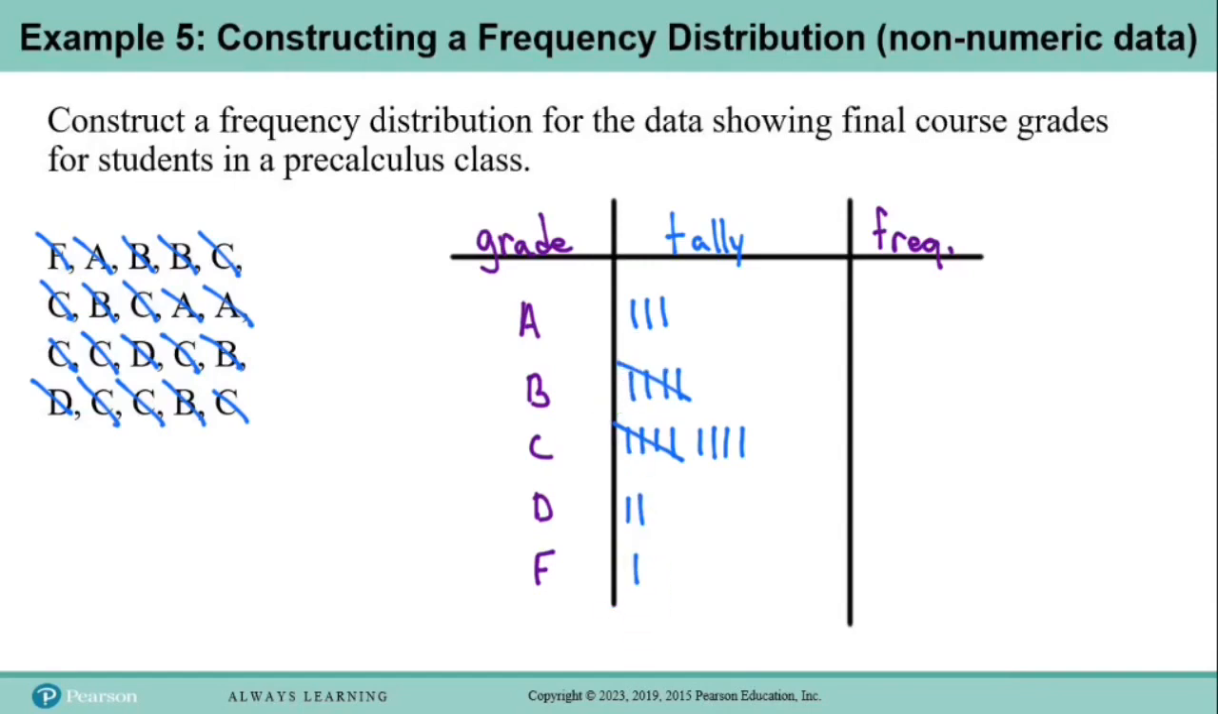And then our frequencies are that we had 3 A's, 5 B's, 9 C's, 2 D's, and 1 F. And just to be sure that we got all the data and didn't double count anybody or leave anybody out, let's add up our frequencies. So 3 plus 5 plus 9 plus 2 plus 1 all adds up to 20. And we can see that our list of grades was 5 by 4, so that's 20 grades, and so we feel pretty good that we got all the grades accounted for.